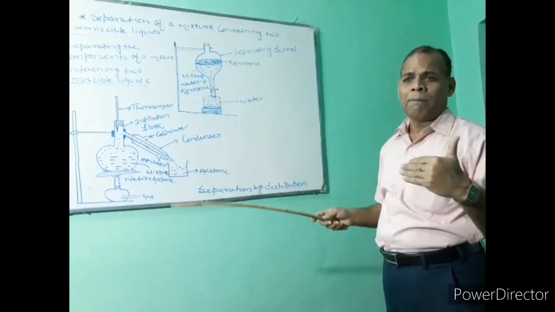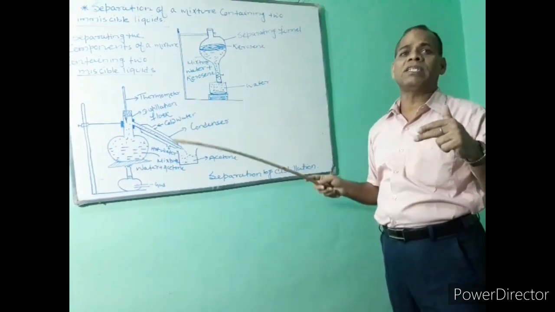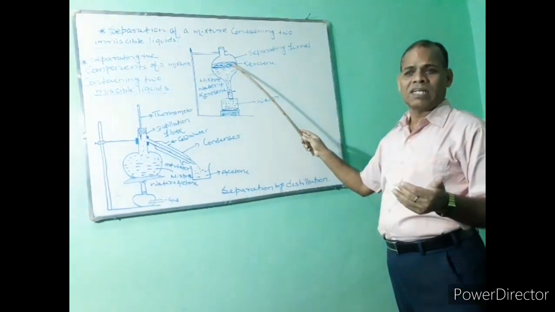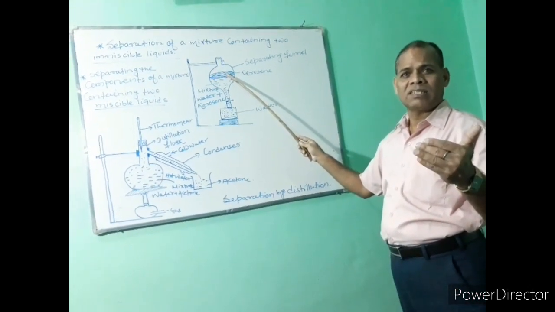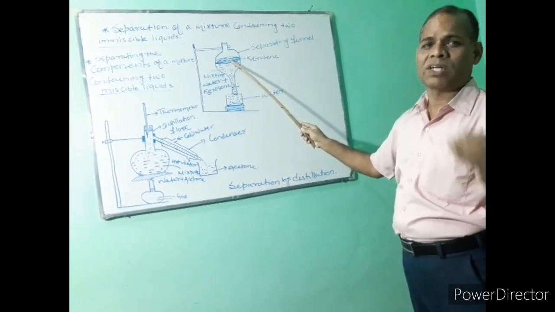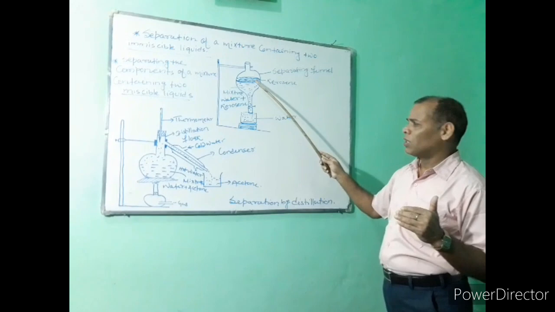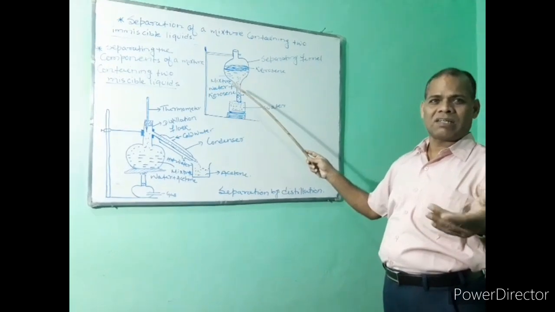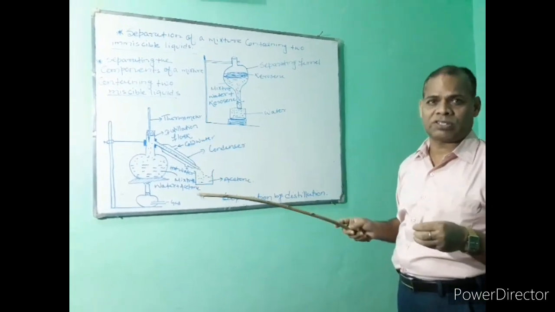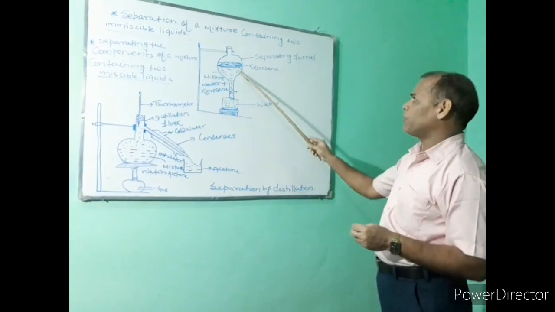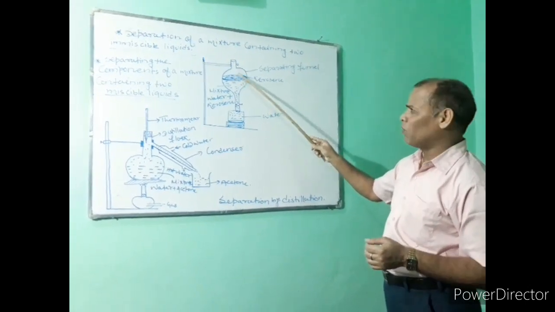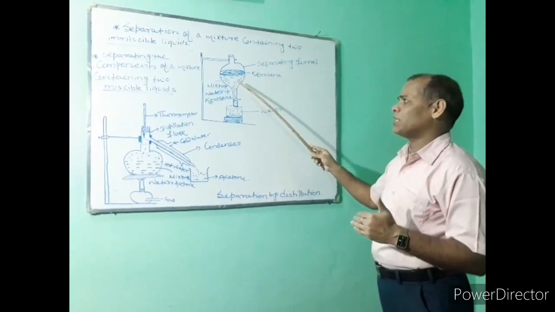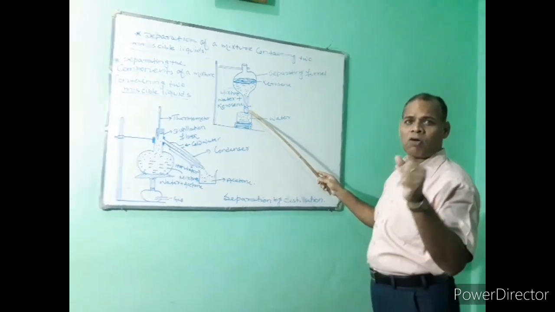Why does it happen so? Because these two have a difference in their densities. Kerosene has a lower density as compared to water. So this difference in density makes it easier to separate these two liquids from each other. Because of the difference in density, the oil is at the upper level and the water is at the lower level.